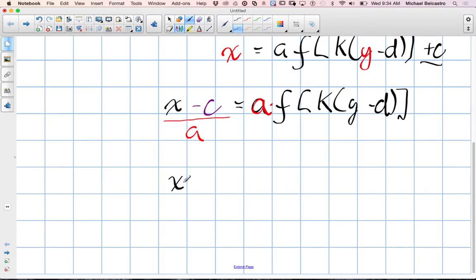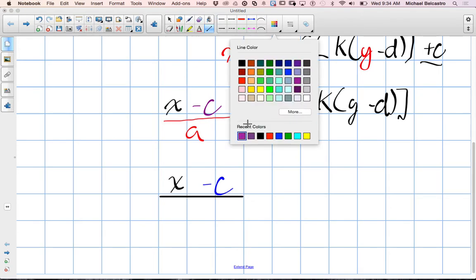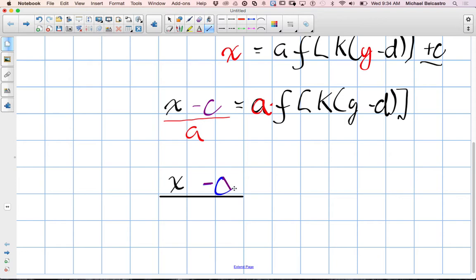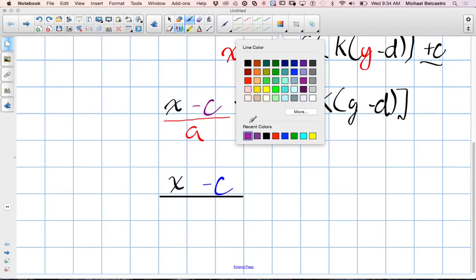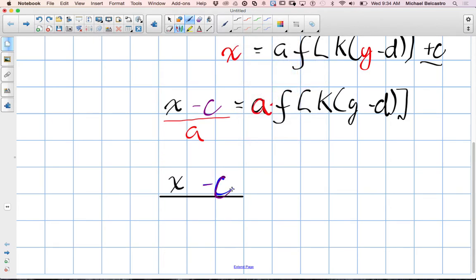So now we have x minus c. Oh, did I do it in the wrong color? I did. Minus c. Oh. Purple. There we go. Minus c divided by a is equal to, now this is the abstract part that's kind of confusing, is equal to a function, bracket k, y minus d.